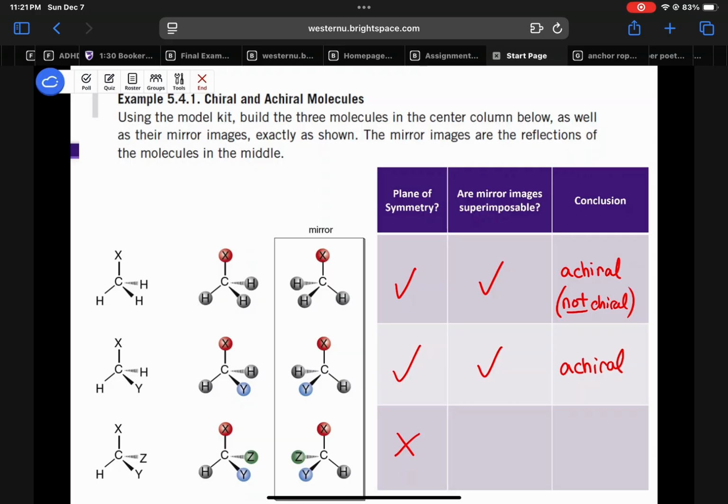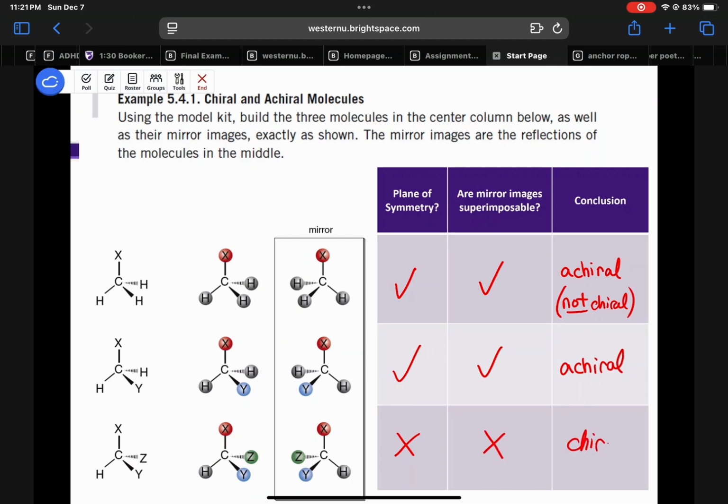What about the greens and blues? They can't overlay. Okay, I'm going to overlay green and blue. What about green and red? If I overlay green and red, now black and blue cannot superimpose. Try as you like. These molecules, these mirror images, are not superimposable.